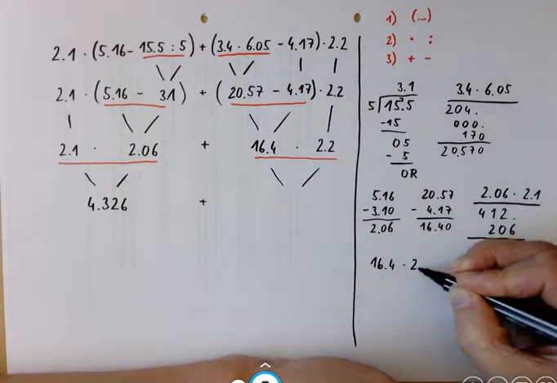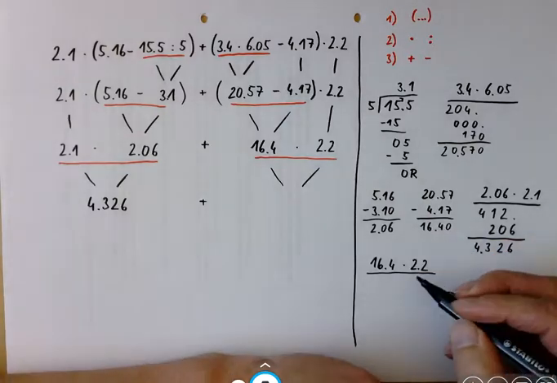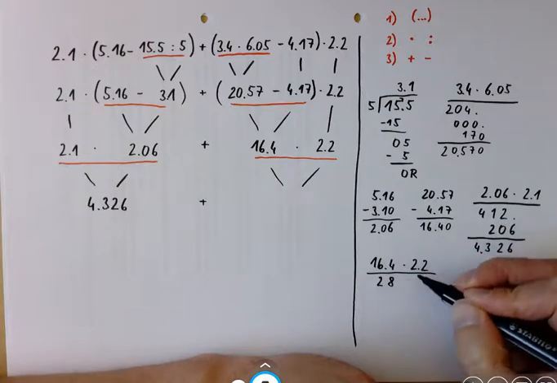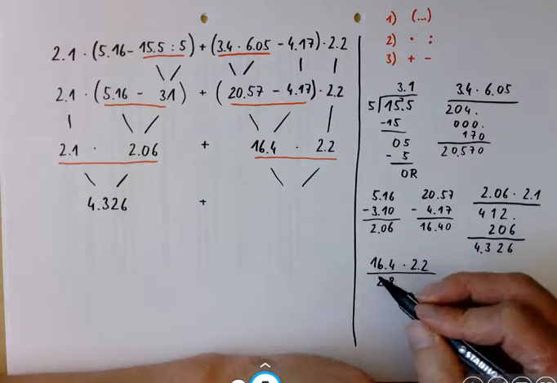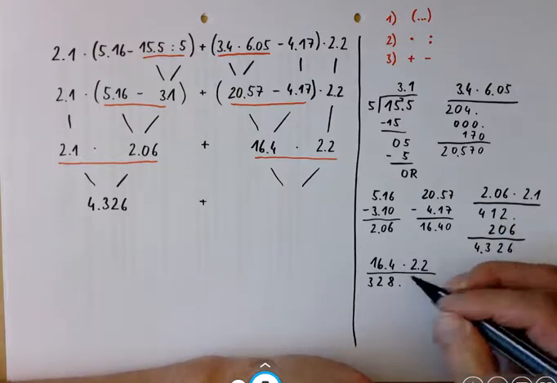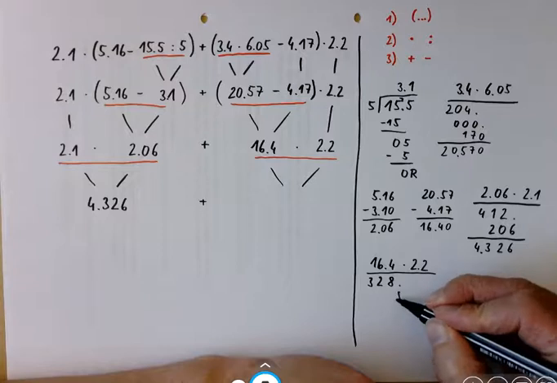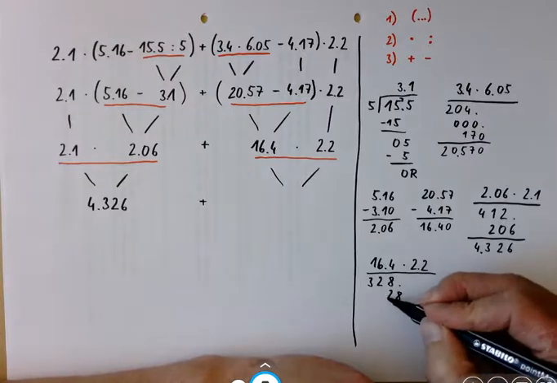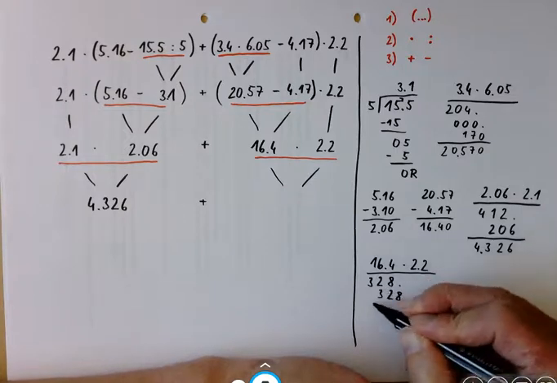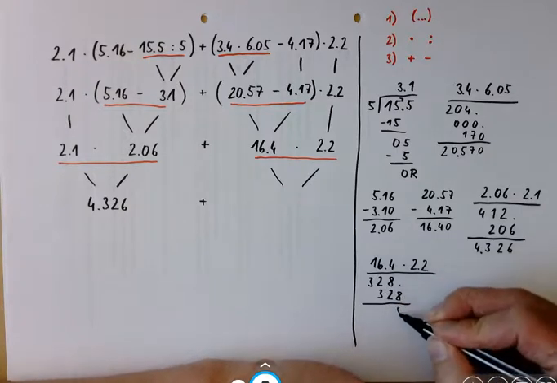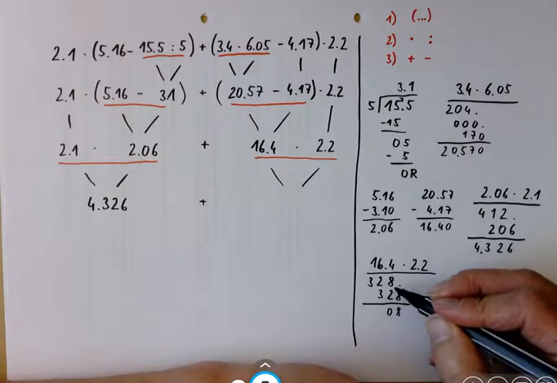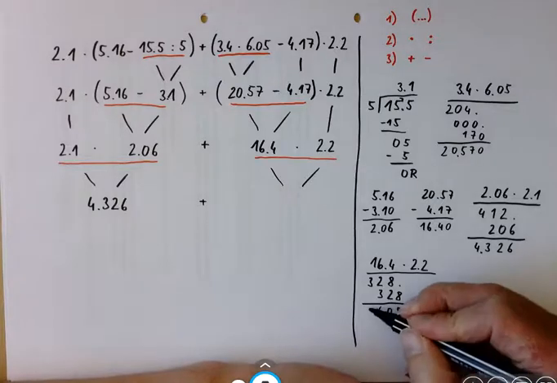16.4 times 2.2. 2 times 4 is 8, 2 times 6 is 12, 2 times 1 is 2, and 1 is 3, and the same thing another time. 2 times 4 is 8, 2 times 6 is 12, 2 times 1 is 2, and 1 is 3, and add it up, 8, 10, 3 and 2 is 5, and 1 is 6, and 3.